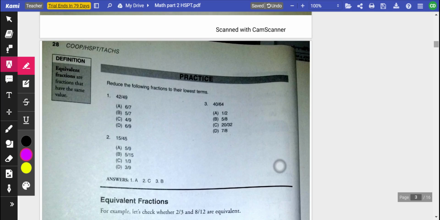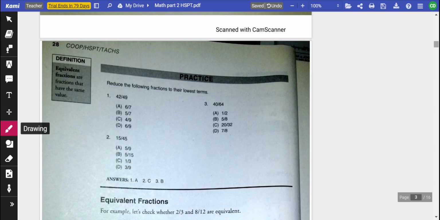So here we go. Here's some sample questions. Reduce the following fractions to their lowest terms. Totally cool. So we have 42/49. So what is our GCF between 42 and 49? What can get us 42? I know that 6 and 7 can get me 42. I also know 7 and 7 can get me 42.